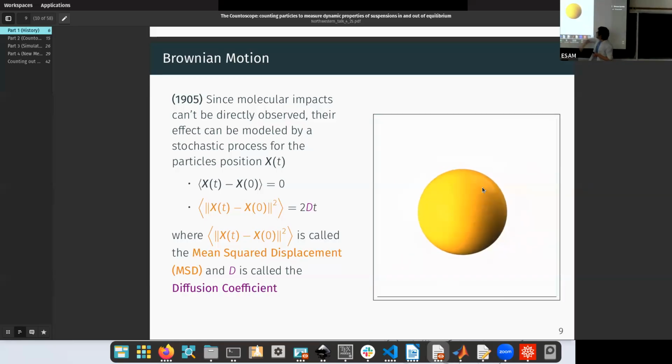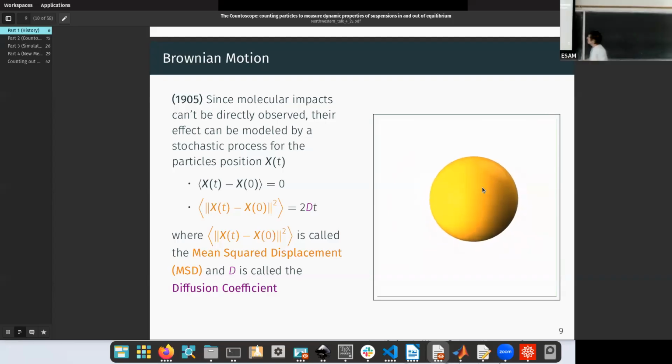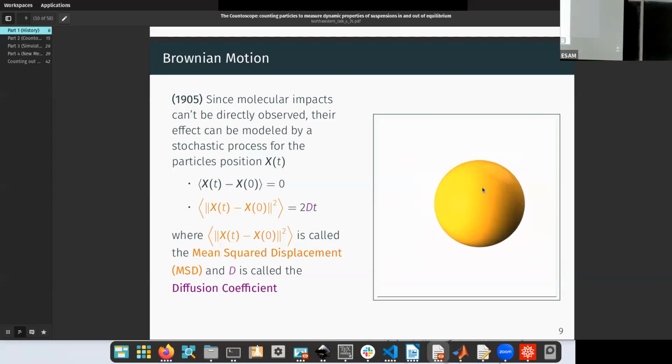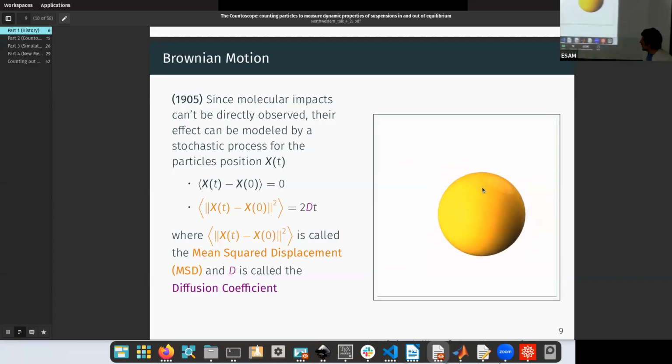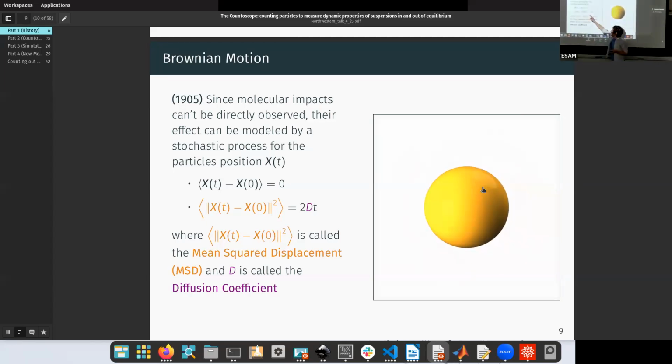If all you're seeing is some particle moving around randomly, you can trace its trajectory out and look at the average of the squared displacement of the particle's position. And he said, all right, I bet this is linear in time, and there's some constant of proportionality to that linear. It, of course, depends on the dimension. But the interesting part is this constant of proportionality D, which he calls the diffusion coefficient.